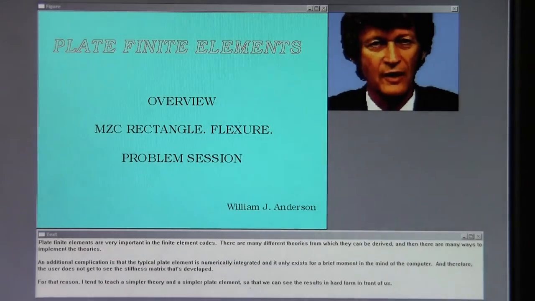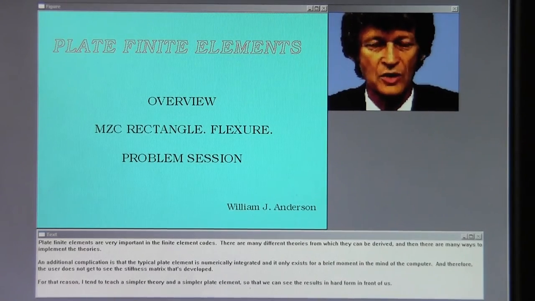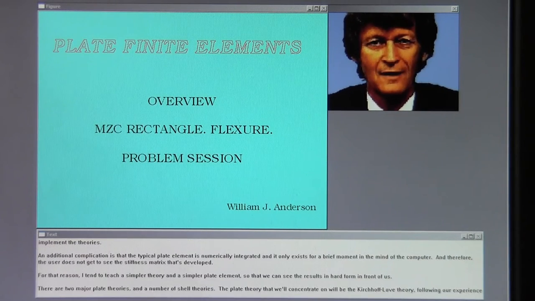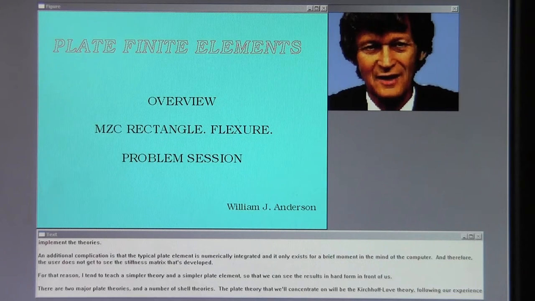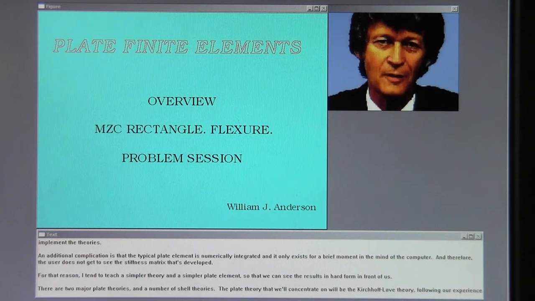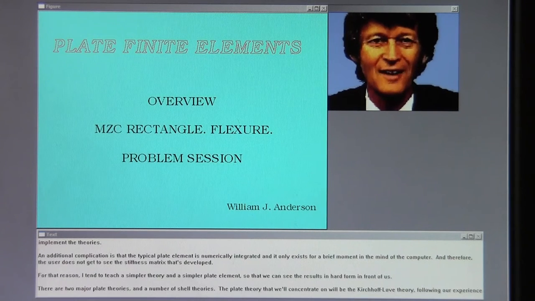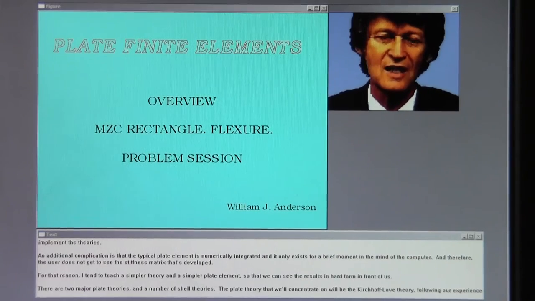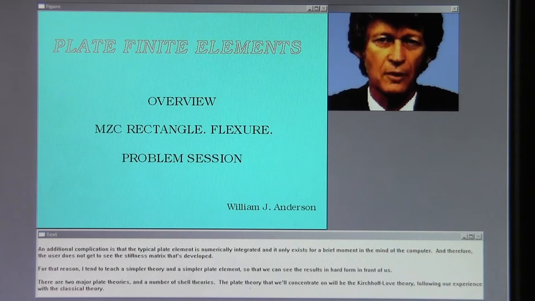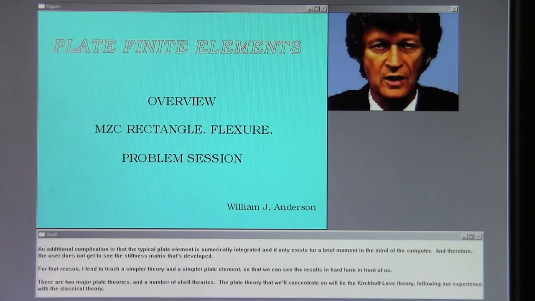Plate finite elements are very important in the finite element codes. There are many different theories from which they can be derived, and then there are many ways to implement the theories. An additional complication is that the typical plate element is numerically integrated, and it only exists for a brief moment in the mind of the computer, and therefore the user does not get to see the stiffness matrix that's developed. For that reason, I tend to teach a simpler theory and a simpler plate element so that we can see the results in hard form in front of us.